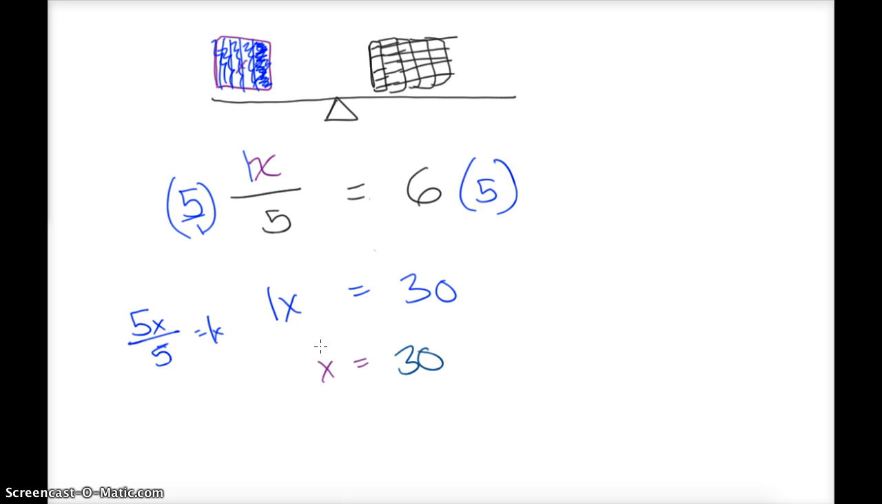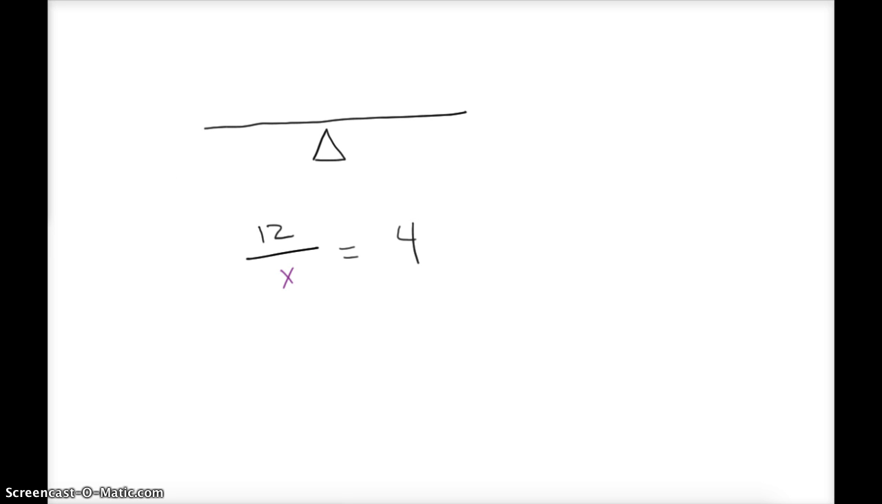All right, let's try one more. So this one, there's going to be 2 ways we can solve this. It's a little bit different because I don't have my x in my numerator, I have x in my denominator. But let's try a few different things. I'm going to wait to draw the picture last just because I think the picture may end up confusing us more in this one. So 12 divided by x equals 4.